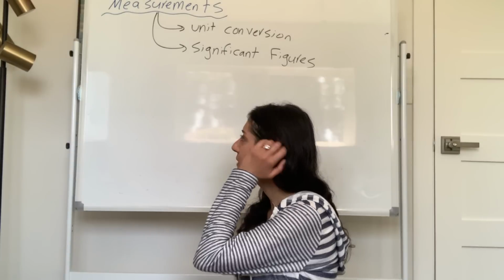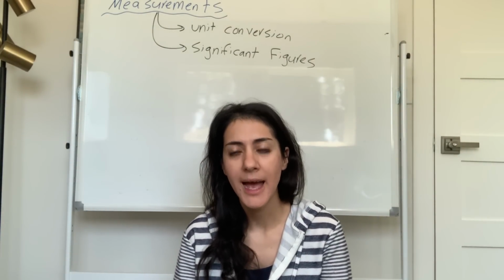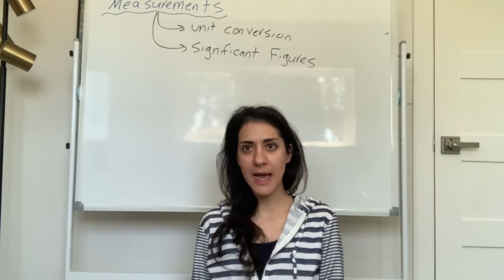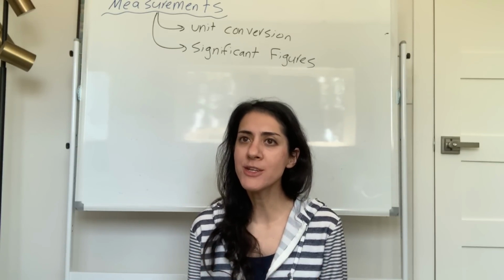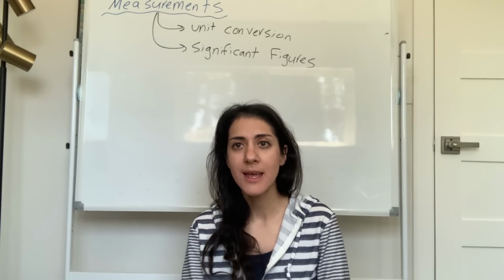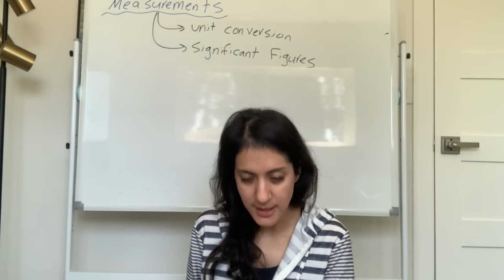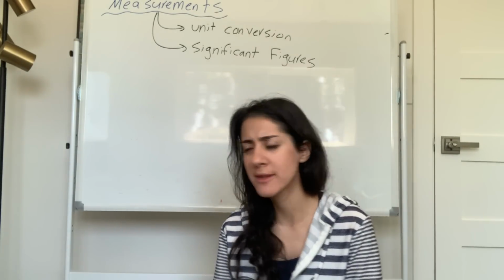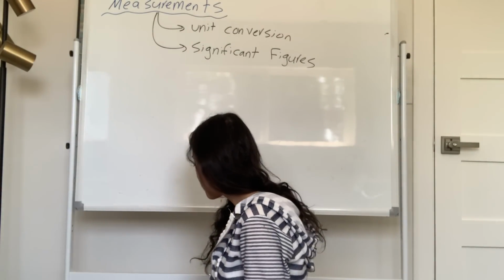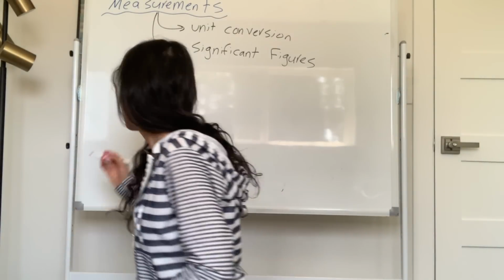Now, the first thing we need to talk about in Chem 38 is measurements. The reason for that is scientists measure things all the time. And when they measure things, there are two things that we have to be careful about: units and significant figures. I'm going to talk about those two things today. Now, before I do, there is one more thing that I want to make sure you remember from your high school years.